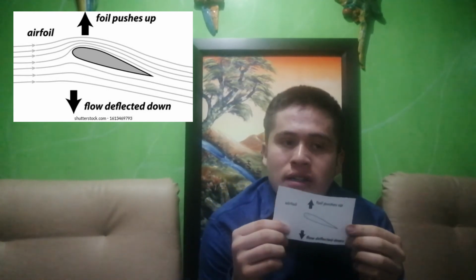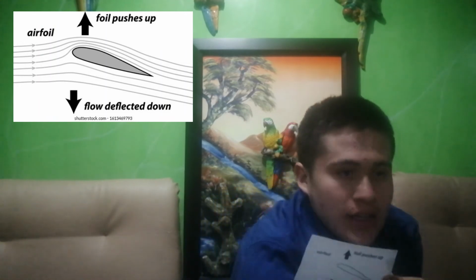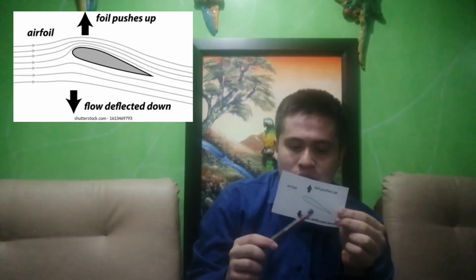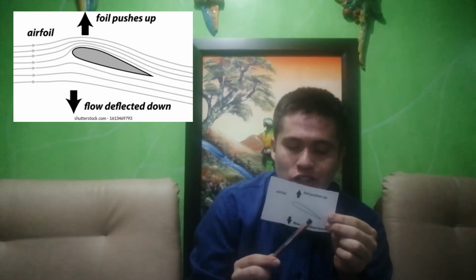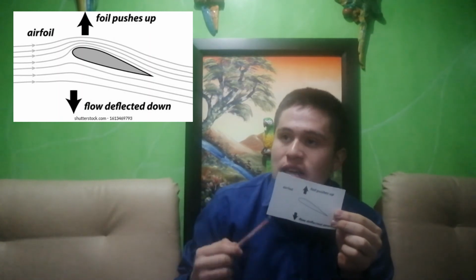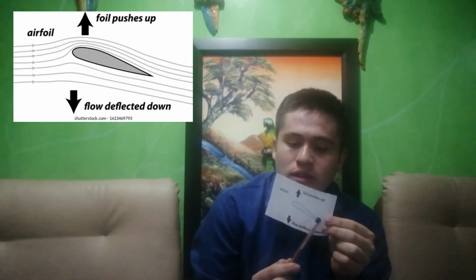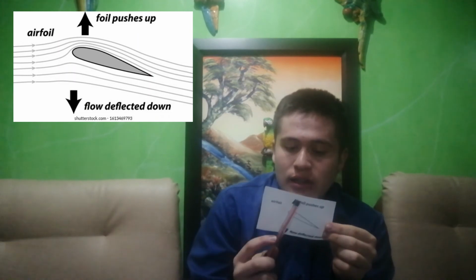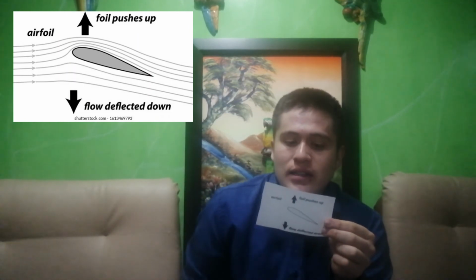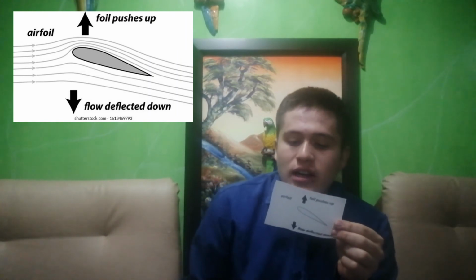And what are the parts of that airfoil? The parts are the leading edge, that is this point, the trailing edge, that is that point, and the chord line, that is an imaginary line between that point and that point. The lift is the force that acts on that airfoil. And the angle of attack.